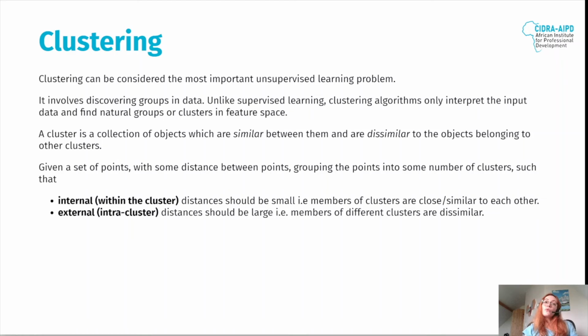So given a set of points with some distance between them, we can group the points into clusters such that the internal distance, or the within-cluster distance, so the observations that belong to the same group, should be small. That means that members of the same cluster are close or similar to each other. But the external distance, or the inter-cluster distance, should be large, and that means that members of different clusters are dissimilar, are far from each other.